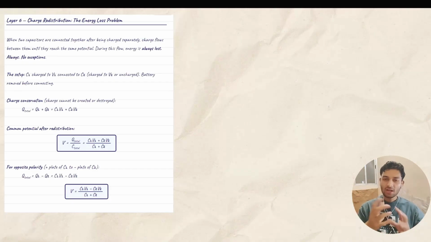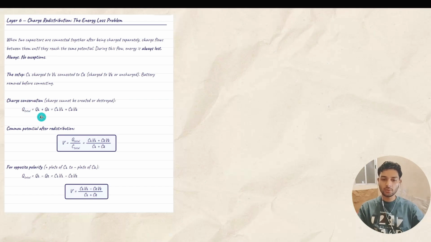So basically, what happens in an electric circuit? We need to have a potential difference between the two sides or the two parts of an electric circuit. For making that possible, the same thing follows in the capacitor also. When we connect two different capacitors with two different voltages inside them, they need to cancel it out or make it balanced. Okay, so for that, the setup: C1 charged to V1 connected to C2 charged to V2 or uncharged. So battery removed before connecting, charge conservation: charge cannot be created nor destroyed.